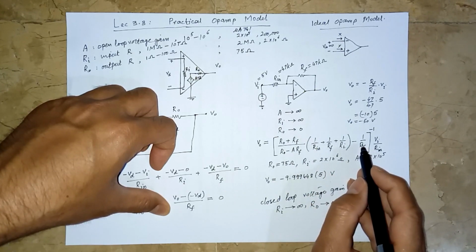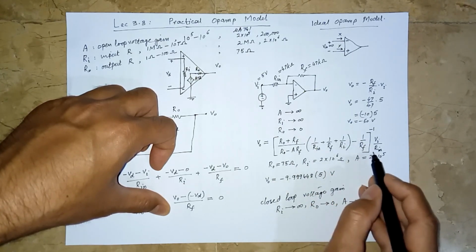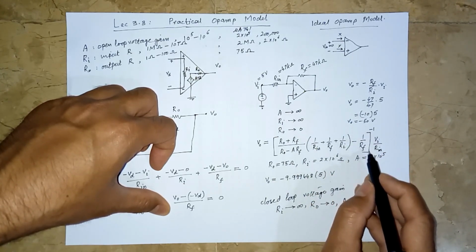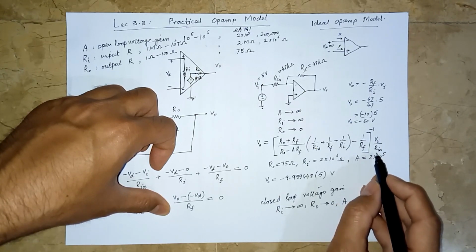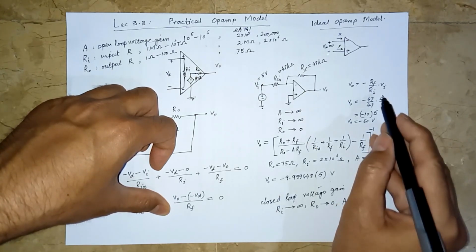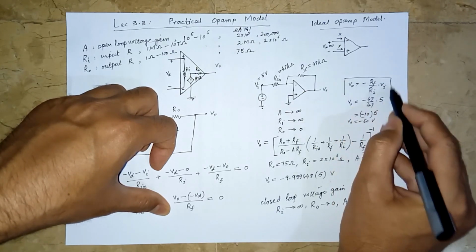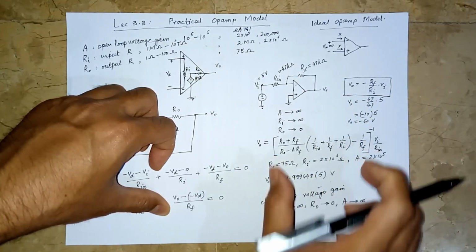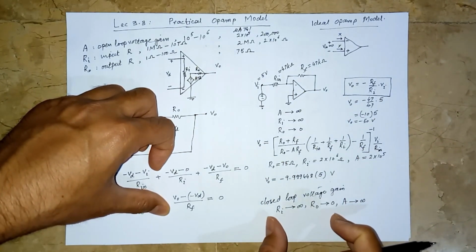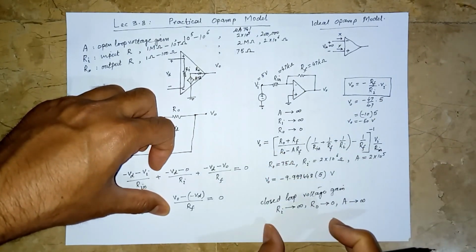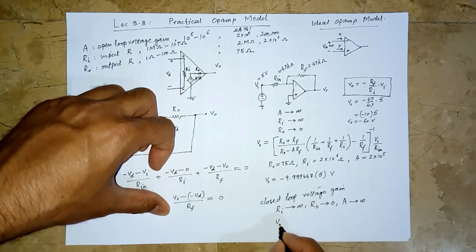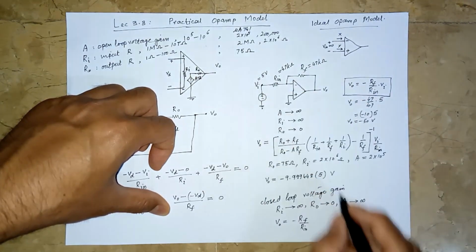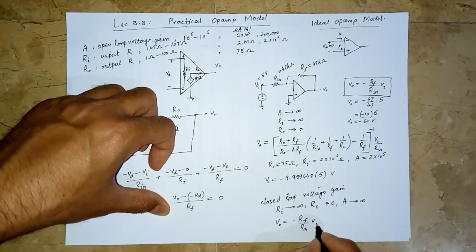And what are we left with? This 1 over Rf, because of this inverse, comes to the denominator. So we are ultimately left with the same expression, this one. So mathematically, if we apply the ideal op-amp characteristics to this practical op-amp model based expression, we are going to get the same expression, Vo equal to minus Rf over Rn, actually, because we have changed it into Vi.